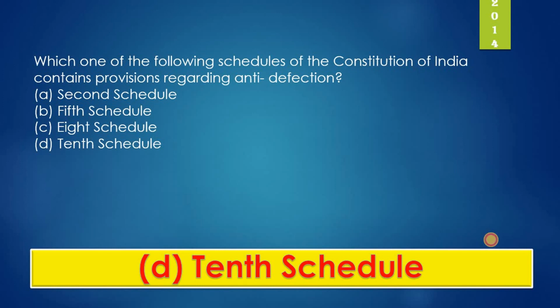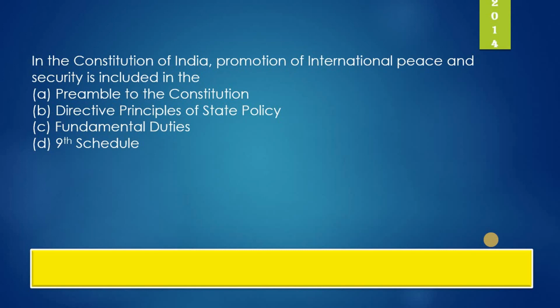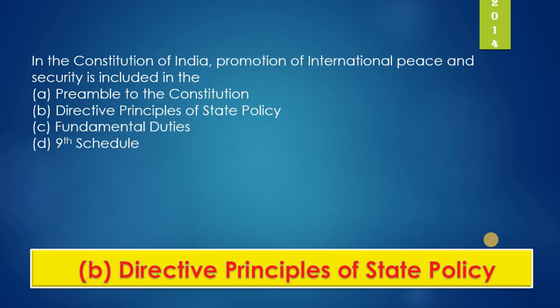Next question. In the Constitution of India, promotion of international peace and security is included in which of the following? The preamble of the Constitution, directive principles of state policy, fundamental duties, or the 9th schedule. So the answer is option number B, that is the directive principles of state policy. In the DPSP, the state is being instructed to provide for the promotion of international peace and security.